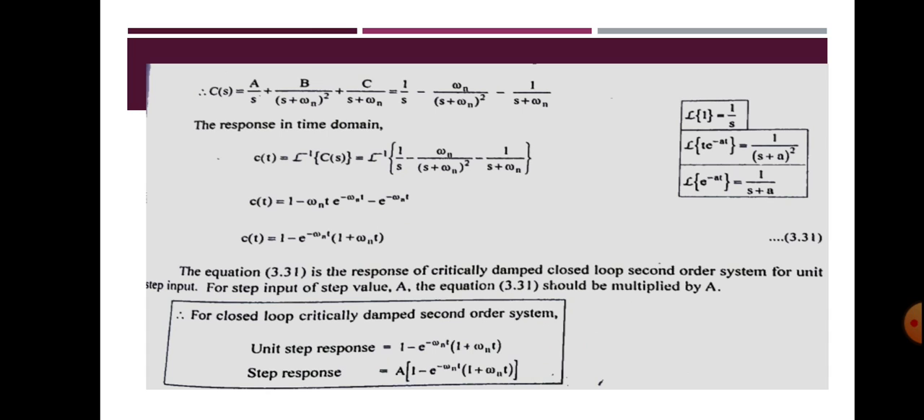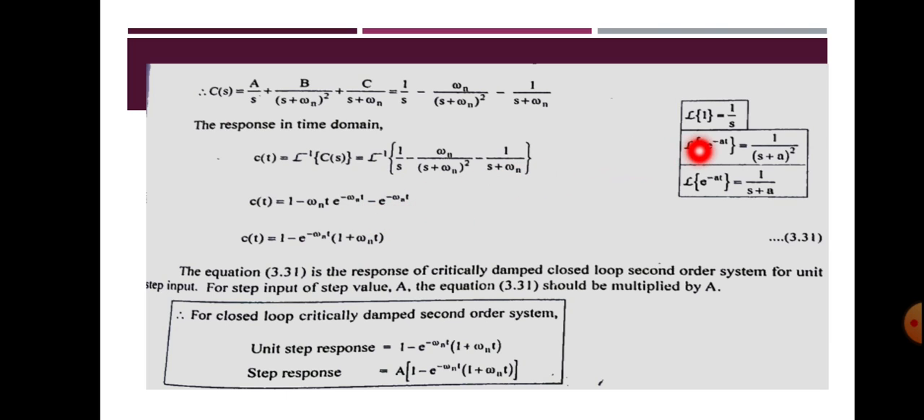So we have these values. The inverse Laplace transform will give the values such that 1 by S has an inverse Laplace transform 1, and omega n divided by (S plus omega n) whole square will have an inverse Laplace transform, where omega n is a constant, and 1 by (S plus omega n) whole square will give t into e raised to minus omega n into t, and 1 by (S plus omega n) will have an inverse Laplace transform e raised to minus omega n into t.